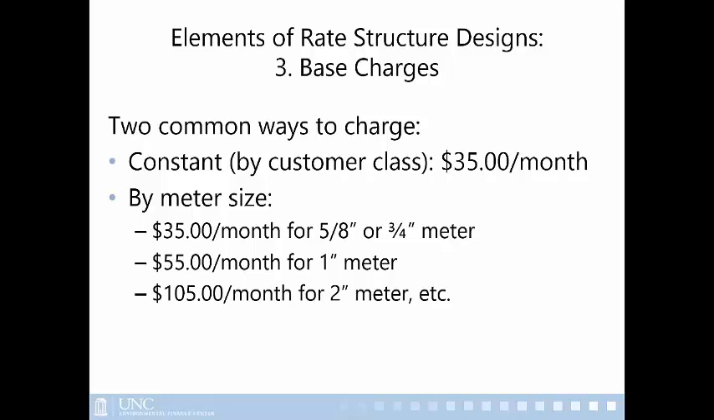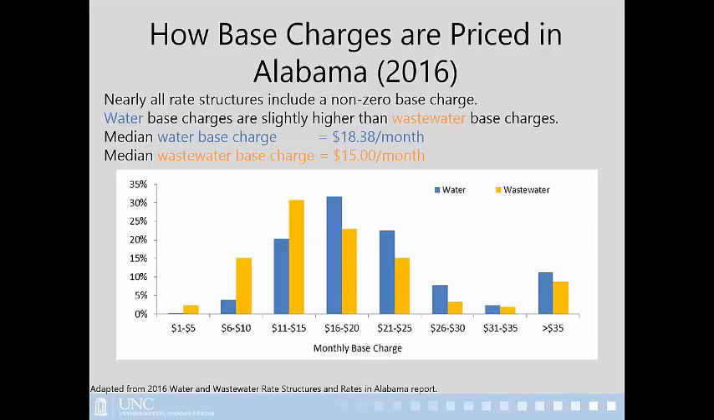There are different ways to charge base charges. You can just charge a flat charge, $35 a month for everybody in that customer class, or you could charge by meter size, and we already talked about that, where you have higher charges for larger meters. If you have questions about charging different rates for different meter sizes, please submit a question. I can answer that. Now, how base charges are priced in Alabama as of 2016.